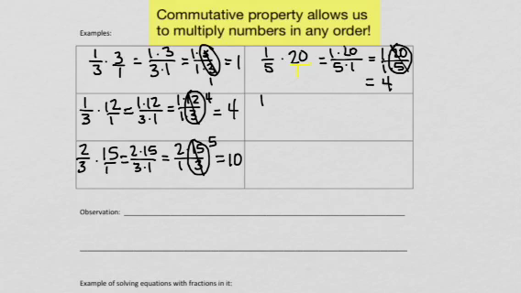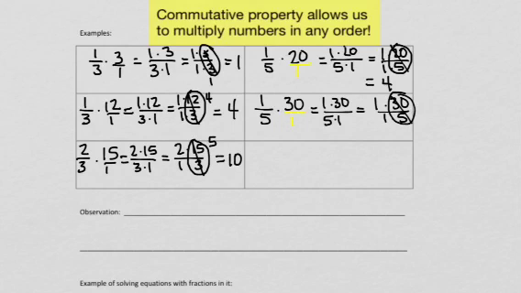Another example, 1/5 times 30. We're going to put that 30 over 1. We're going to multiply the tops, 1 times 30. Multiply the denominators, 5 times 1. Use that commutative property, 1 times 30 over 1 times 5. 30 over 5 is equal to 6. So my answer is 6.